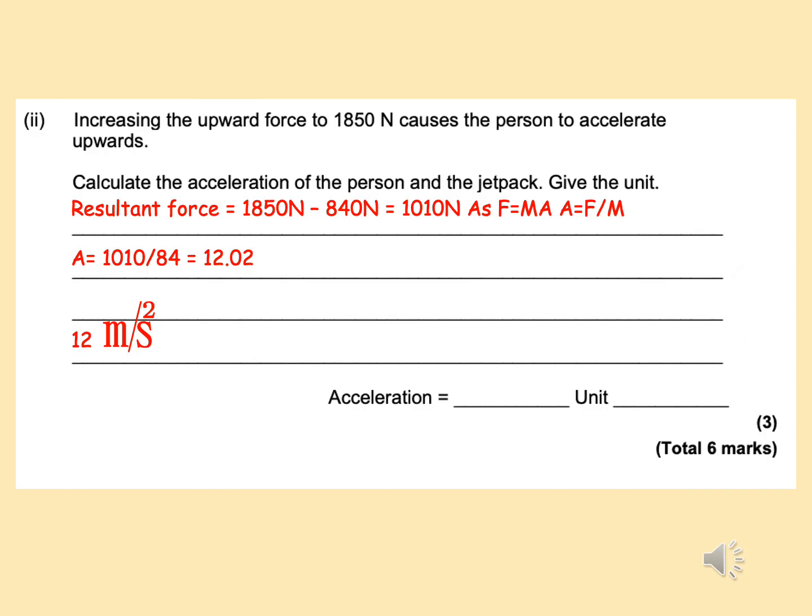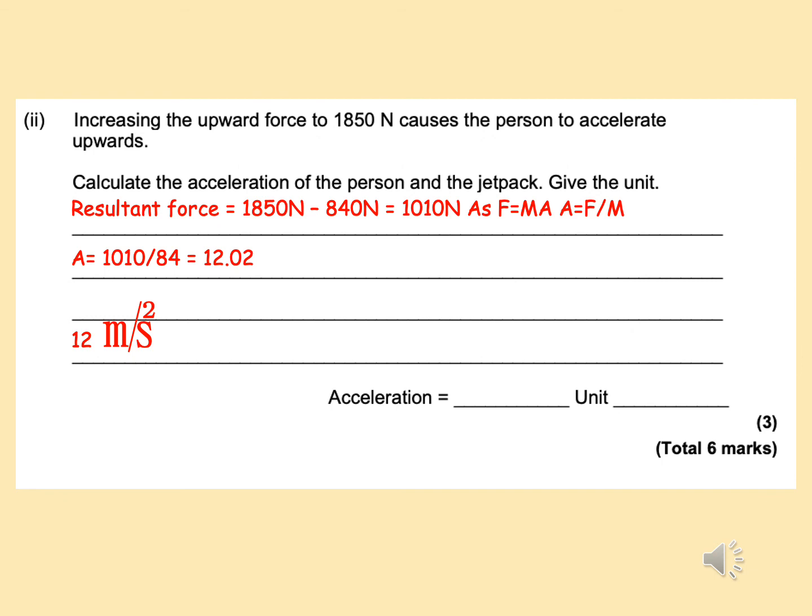Okay, final question. Bearing in mind that we now know what the mass is of that person and jetpack combined, if we increase the upwards force of 1,000 to 1,850 newtons, and it causes the person to accelerate upwards, can we calculate the acceleration of the person? So this is just a summary of everything we've done so far about resultant forces. We need to calculate what the resultant force is on this person. So if we increase the upward force to 1,850, we need to find out what that resultant force is.